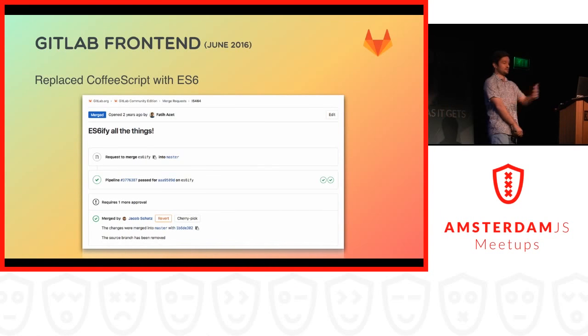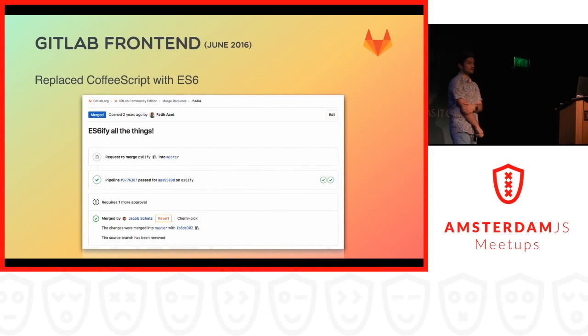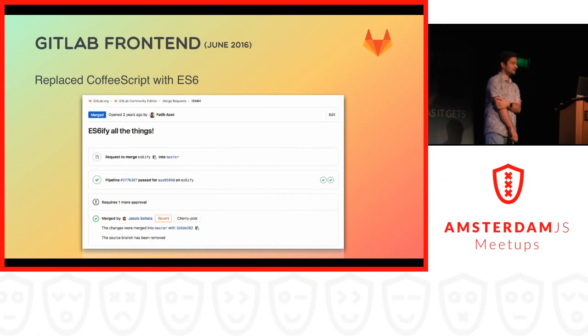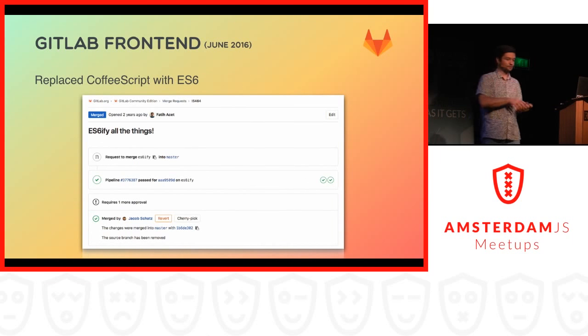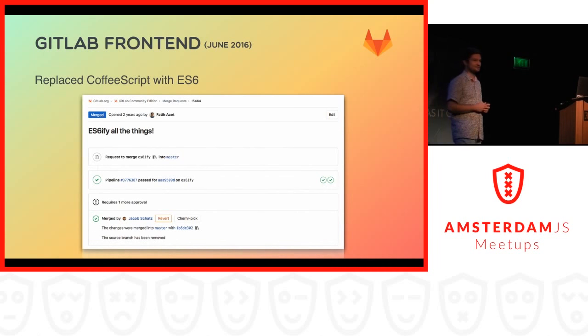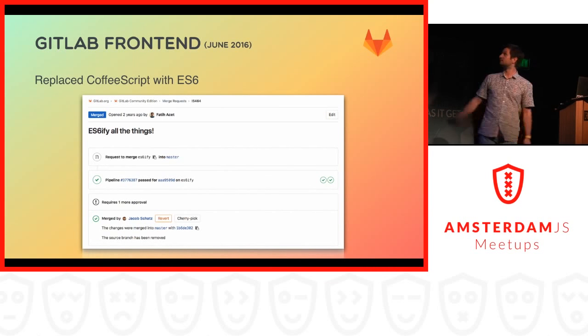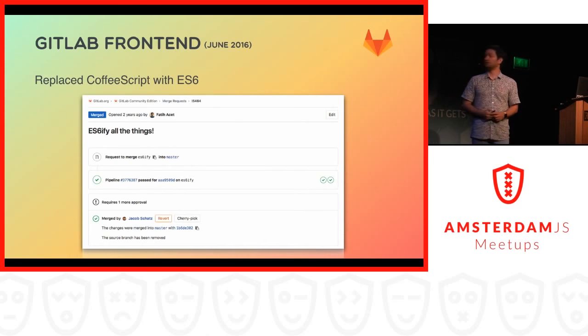And then in June 2016, we replaced CoffeeScript with ES6. This was a merge request I created 2 years ago on a Saturday night with my lead. Basically, we wrote some bash scripts to get all CoffeeScript files and convert them to JavaScript files, and write them with the relevant names into the relevant directories.